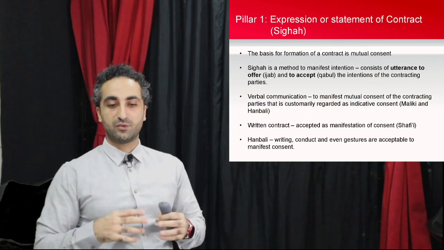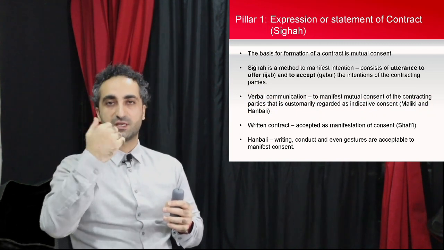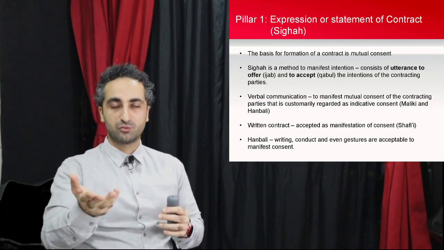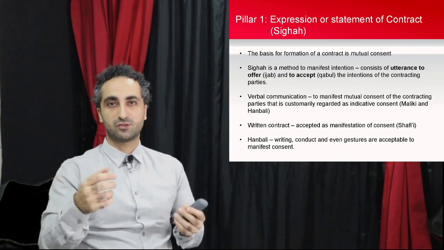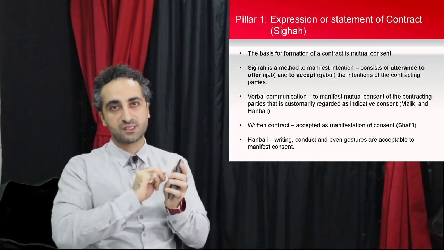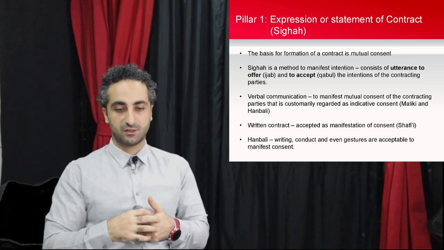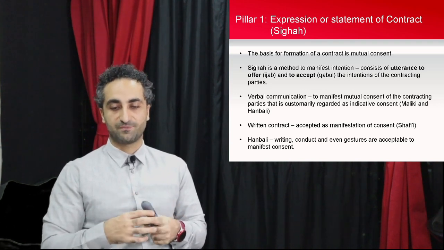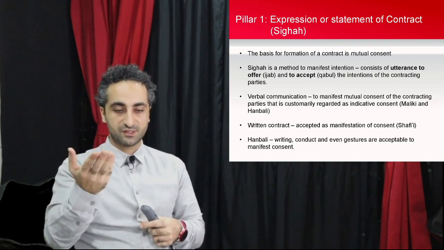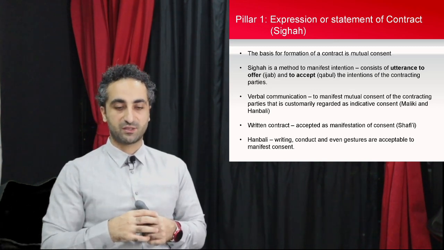So let's begin with the expression. We call it sigha. Do you want to buy? Yes, I want to buy. Do you want to buy? Someone would just say nod. That's also yes. Do you want to buy? Some people want to write down. You can sign the contract. So sigha is a method to manifest intention. It consists of utterance to offer and accept qabul, the intentions of the contracting parties.